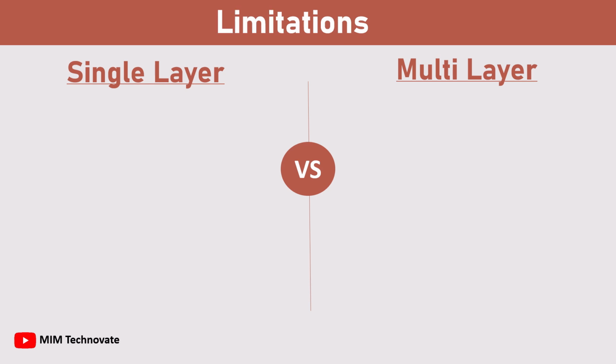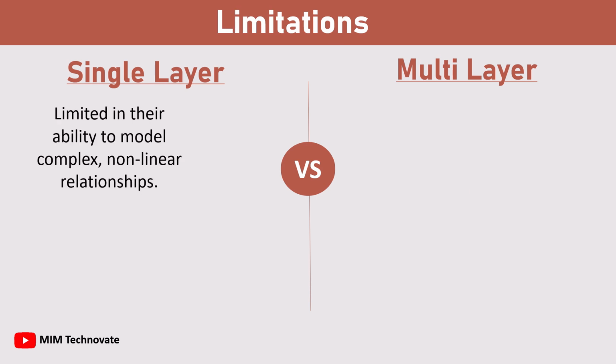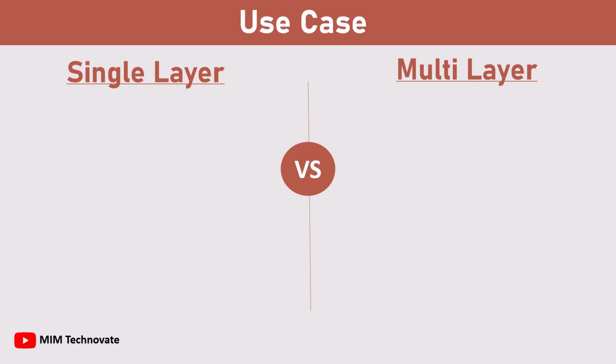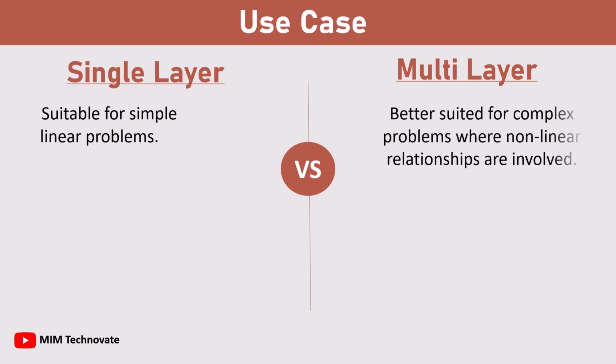Limitations. Single-layer feed-forward networks are limited in their ability to model complex, nonlinear relationships. Whereas, multi-layer feed-forward networks require more training time and computational resources. Use case. Single-layer feed-forward networks are suitable for simple linear problems, while multi-layer feed-forward networks are better suited for complex problems where nonlinear relationships are involved.